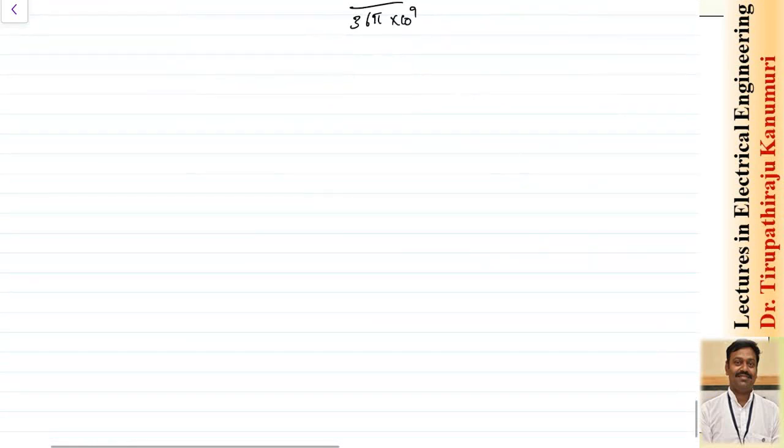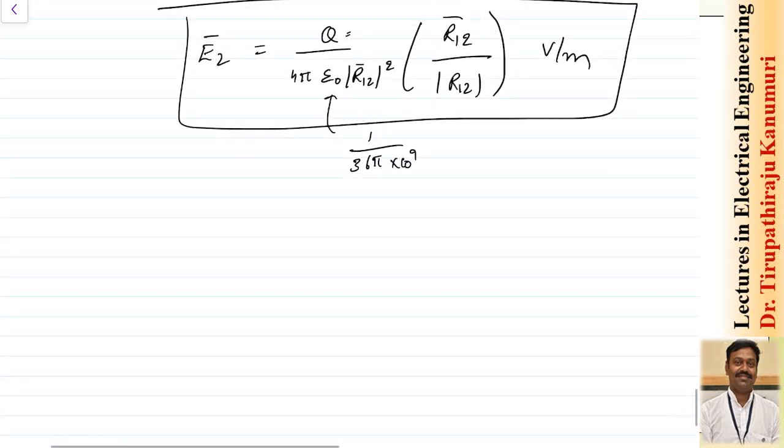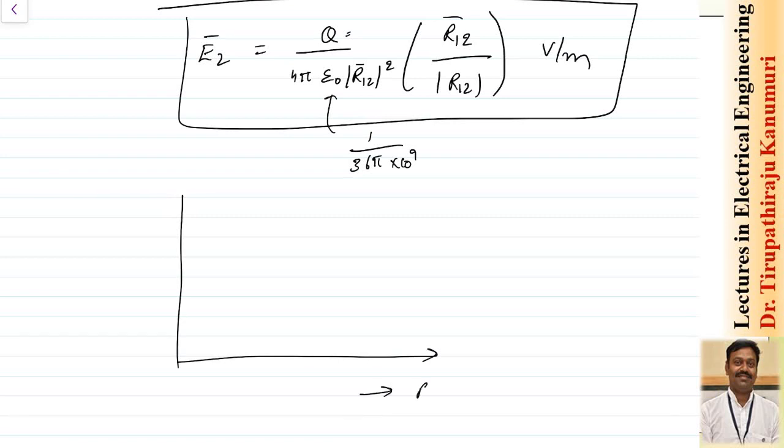So let us try to plot how the electric field will vary as you are moving based on this equation. Based on this equation I can write, if this is my distance R12, or as you are going away, so this is the distance from Q. So this is the magnitude of R12. When it is varying, how will the electric field vary?